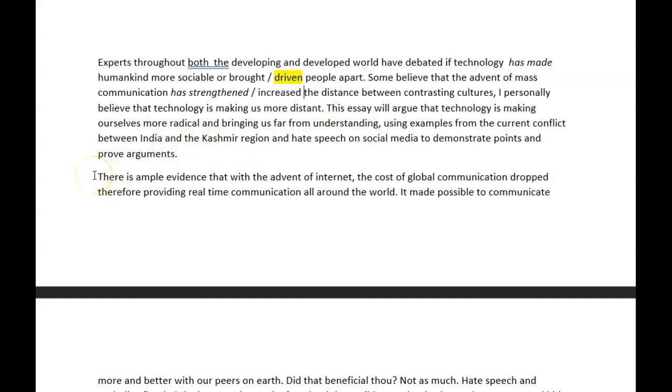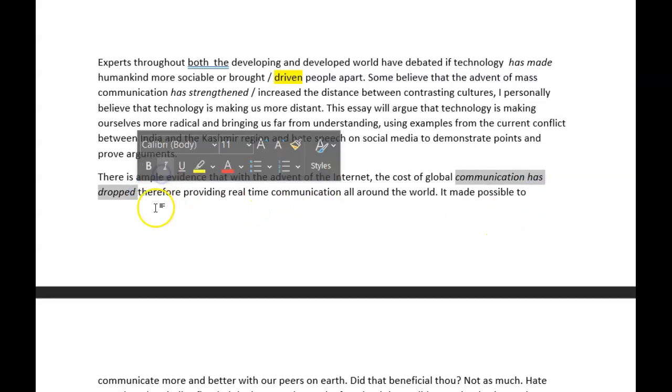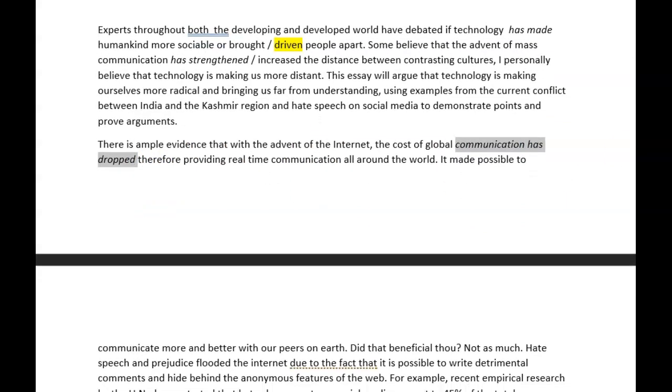So here we go. There's ample evidence that with the advent of the Internet, always with a capital I, it's such a big thing, it always has a capital letter, the cost of global communication has dropped. So present perfect again here. Watch out for these tenses. Very important. I hope you understand that. If you don't, just quickly drop me an email or check out present perfect versus past simple on a grammar site. Therefore, providing real-time communication all around the world.